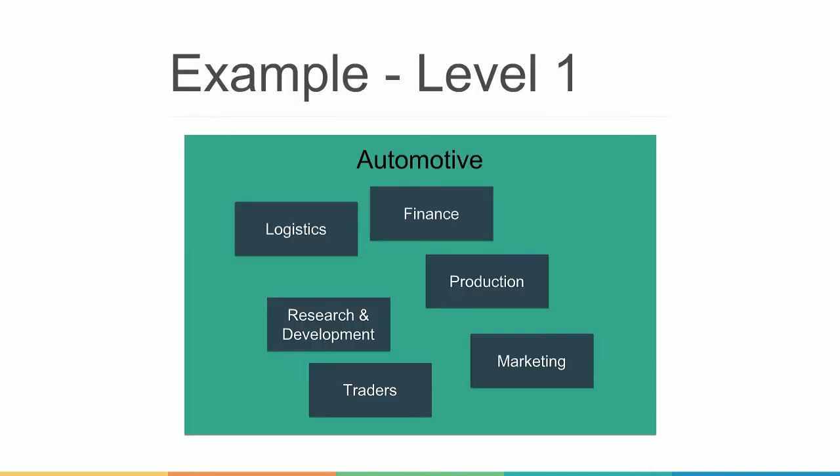For instance, let's say our domain is automotive, and we have the subdomains logistics, finance, production, marketing, external traders, research and development. And this is a typical white box, black box kind of thing. Automotive is in a white box manner. We can look into that box. But for instance, research and development on this level, on the first level, is a black box.